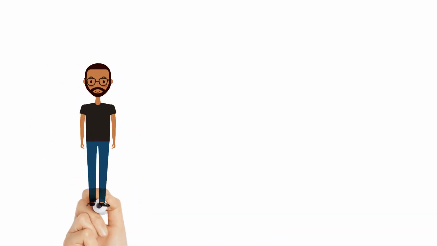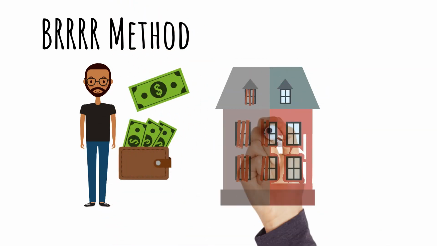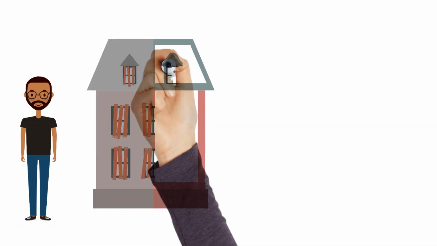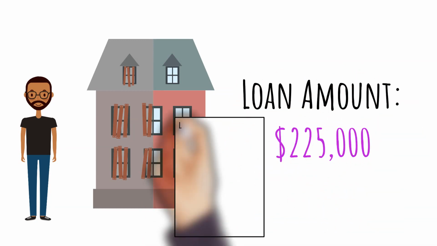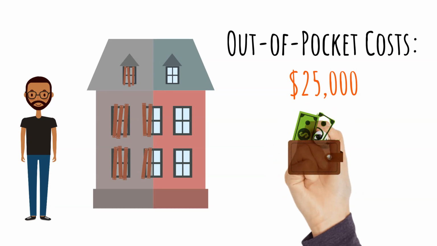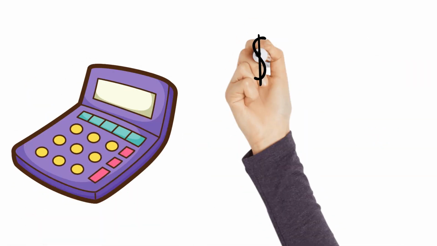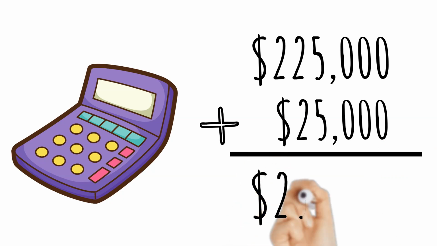John, on the other hand, decides to use the BRRRR method to invest his $50,000, because, unlike Jane, he wants to limit the amount of money he puts down at closing. So John finds a wholesale property for $225,000. And then he finds a lender who will give him a loan to cover that cost. He then must put $25,000 of his own money into the property for renovations, closing costs, and so on. So, in total, he gets the property for $250,000.